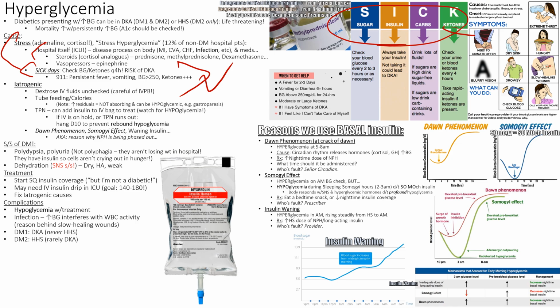So then iatrogenic, so that means that we caused this problem. It's our fault. They're hyperglycemic, right? We forgot there's dextrose in the IV fluids. That's a problem. We forgot that they have tube feeding going, and we're still giving IV fluids also. Tube feeding has calories in it. And then TPN, that has a lot of dextrose in it.